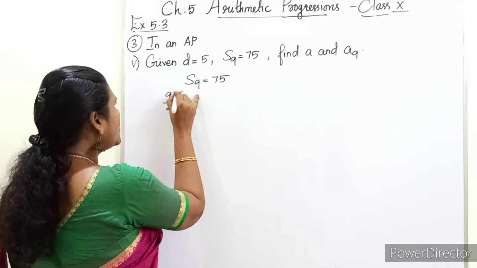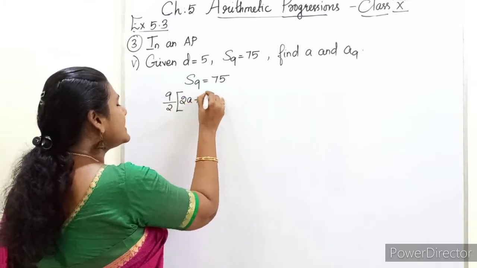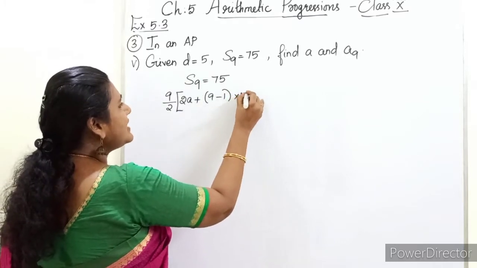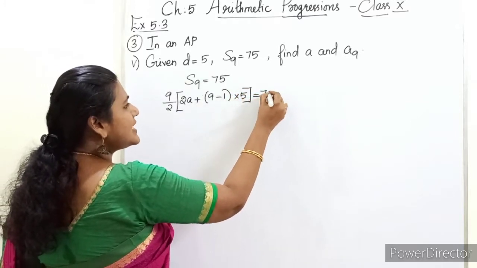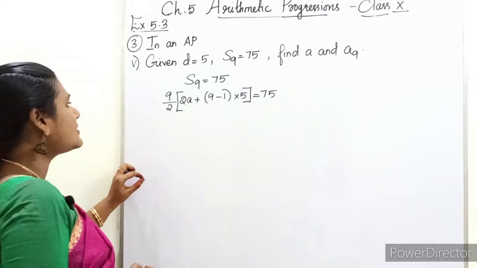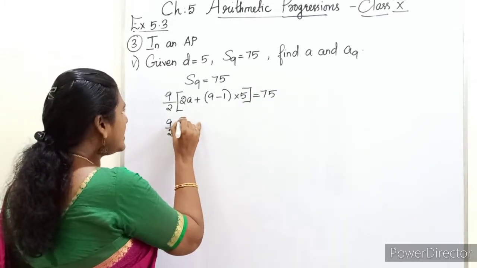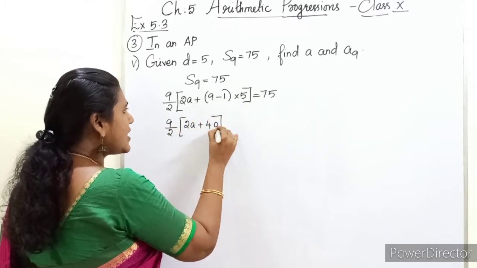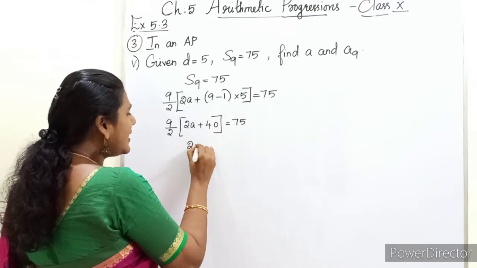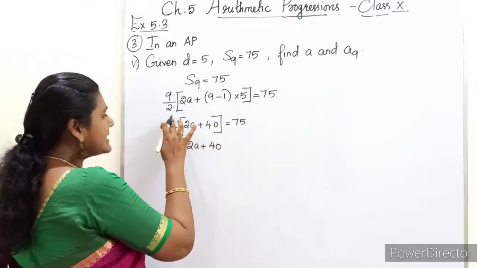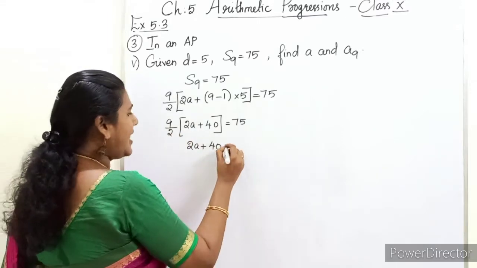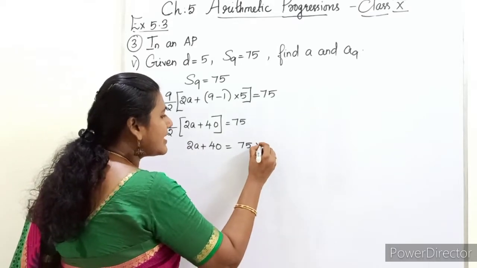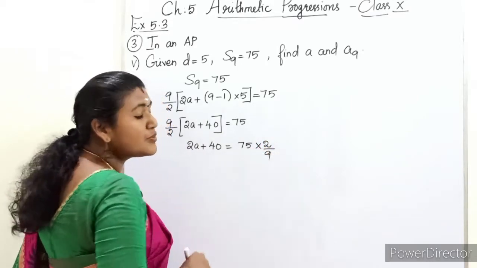So 9 by 2 into 2a plus n minus 1, that is 9 minus 1, into the value of d, which is given in the question as 5, is equal to 75. Now we are going to simplify this. So 9 by 2 into 2a plus 40, since 8 into 5 is 40, is equal to 75. Now to find 2a plus 40, we will take 9 by 2 to the right side. So it will become 75 divided by 9 by 2, which we can write as 75 into 2 by 9.